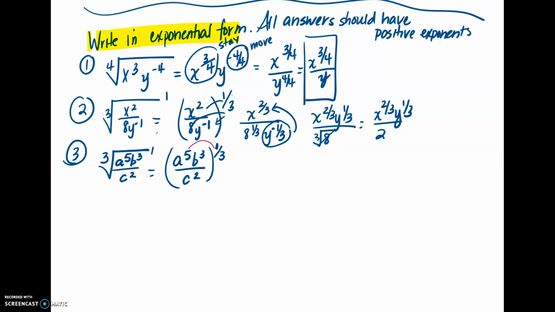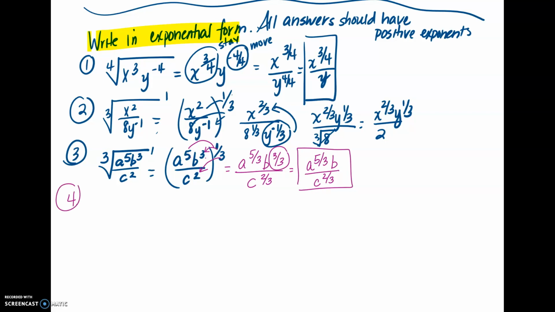And remember that you share that exponent to any other exponents you have in your quotient. So we get a to the 5 times 1/3 or 5/3, b to the 3 times 1/3 or 3/3, and c to the 2 times 1/3, which is 2/3. The only thing I can really simplify is 3/3, which is 1. So we get a to the 5/3 b over c to the 2/3. And we're just going to leave it in that form so that we don't have any negative exponents.